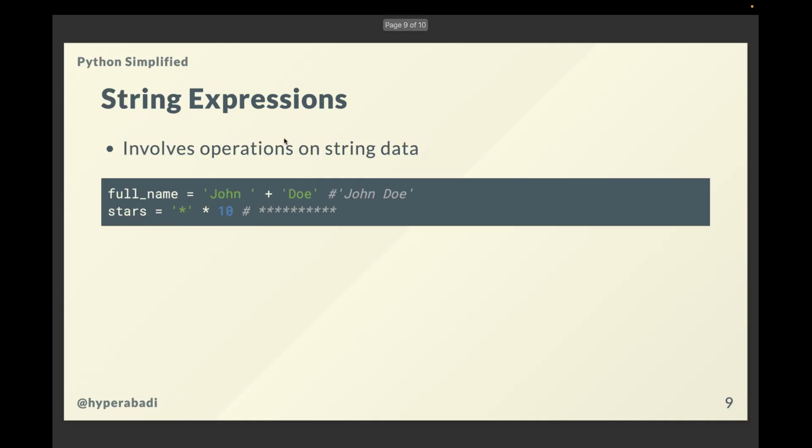Okay. So string expressions, last but not least. Any string in Python is encoded in single quotes or double quotes, like this. So here I have John and Doe. This is going to concatenate these two values to produce one value, John Doe.